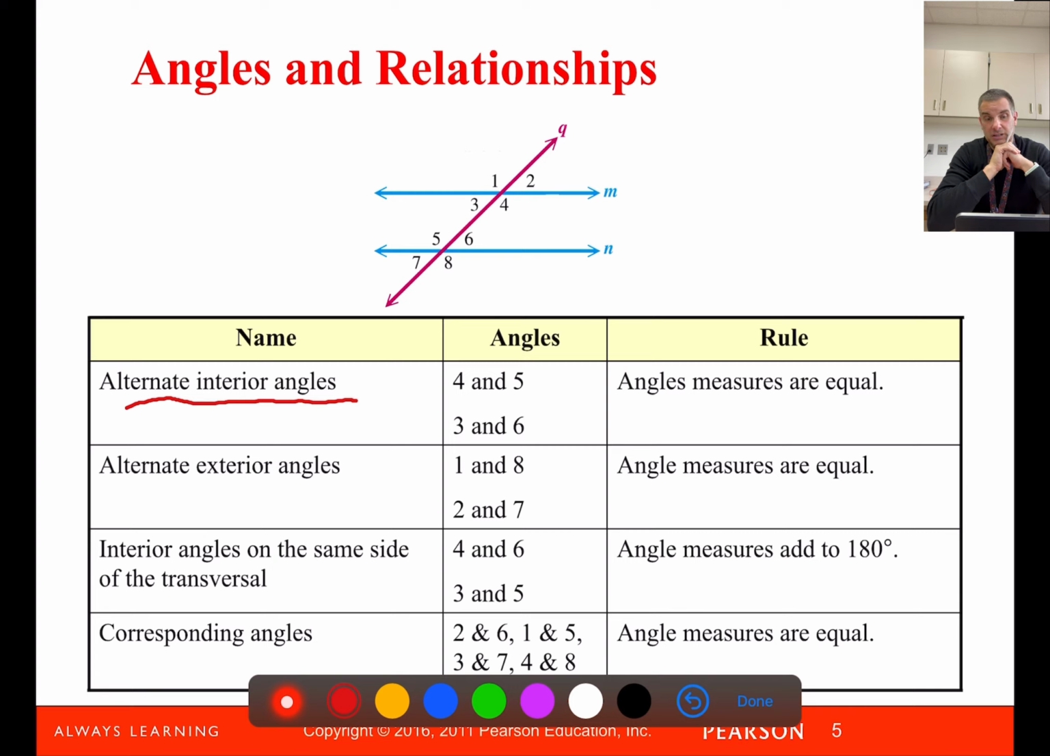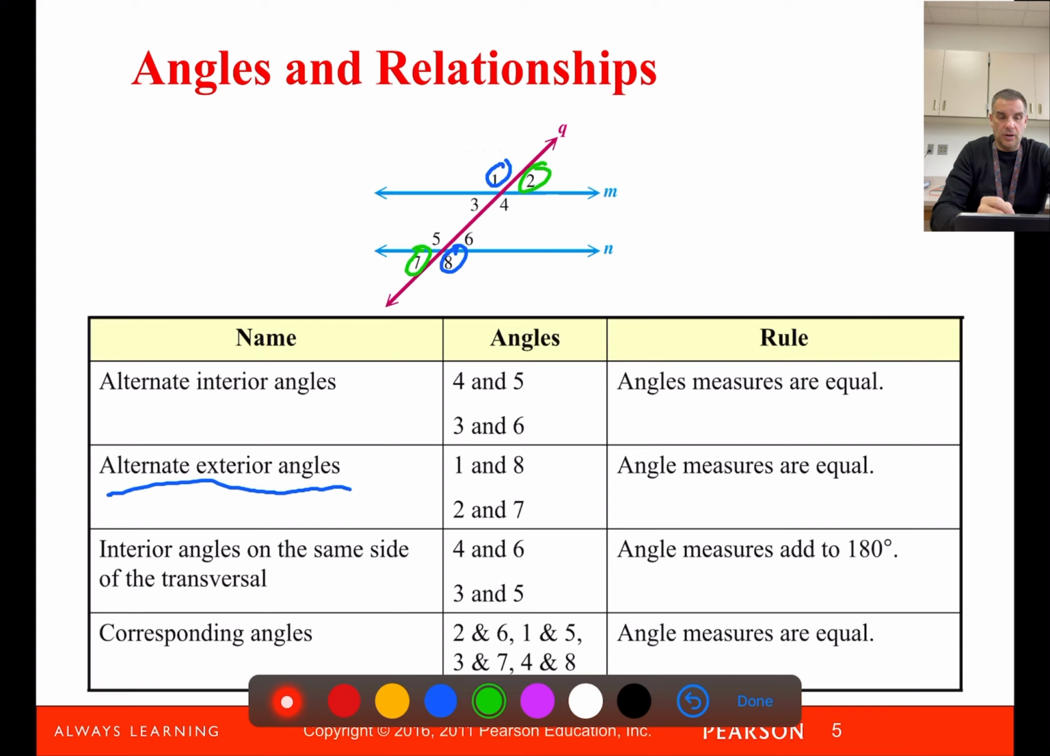and not adjacent. So angle 4 and angle 5 are alternate interior angles. They're both on the inside, opposite side of the transversal, and non-adjacent. Same thing with 3 and 6. Those are what we call alternate interior angles. The second type is alternate exterior angles. Exterior means on the outside, alternate means on the opposite side of the transversal, and they're non-adjacent. So angle 1 and angle 8 are alternate exterior angles, as are angle 2 and angle 7.